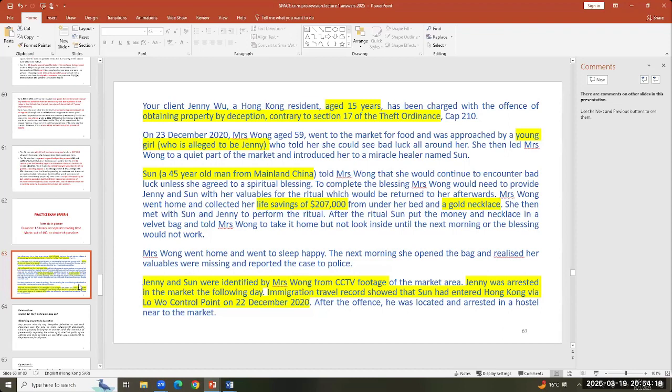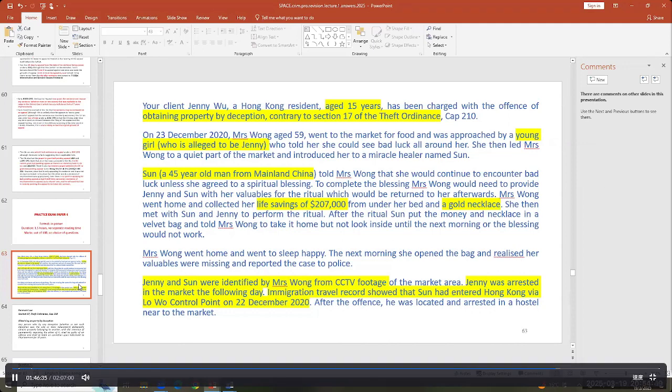And certainly when we read the papers these days, right, we see so many of these scam type of offenses where people are being duped out of millions of dollars that they're just kind of transferring online. Anyway, so she goes, gets the money and the valuables, then it's put inside a bag, take it home, don't look in it tomorrow. So she goes to bed very happy, opens the bag, realizes it's full of rocks or something, and reports the case to the police.